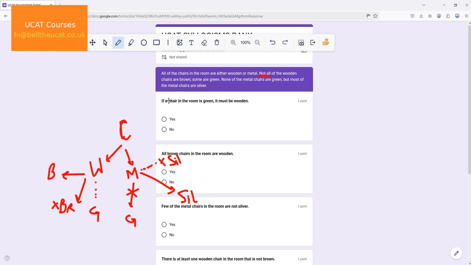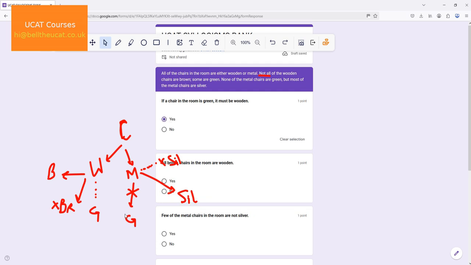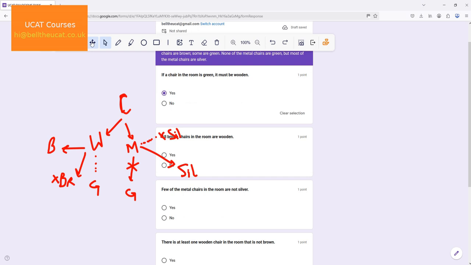If a chair in the room is green, it must be wooden. Of course, yes. Metal chairs cannot be green. There are only two types of chairs, metal and wooden. If a chair in the room is green, it must be wooden. Of course, yes, because metallic chairs can't be green. Well, the tree diagram. Ready? Moving on to our next one now.